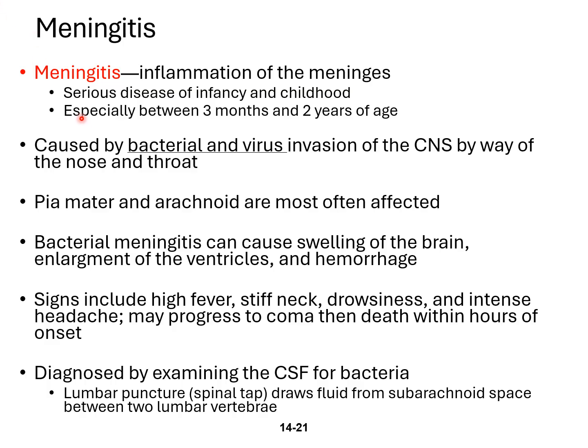What happens, and the reason why it takes less time to kill children, is because when you're 3 months to 2 years of age, you have less space. There's a lot less room for the bacterial infection to sit. You also don't have all the myelination of all the neurons at that point. So with bacterial or viral meningitis, it goes through your nose, through the mucous membrane, and passes into the blood-brain barrier.